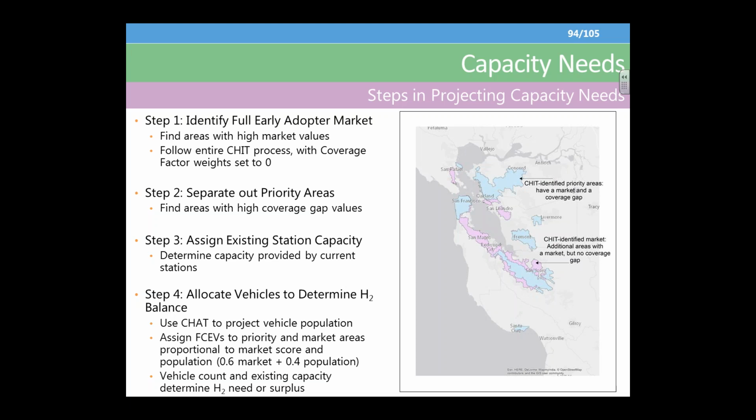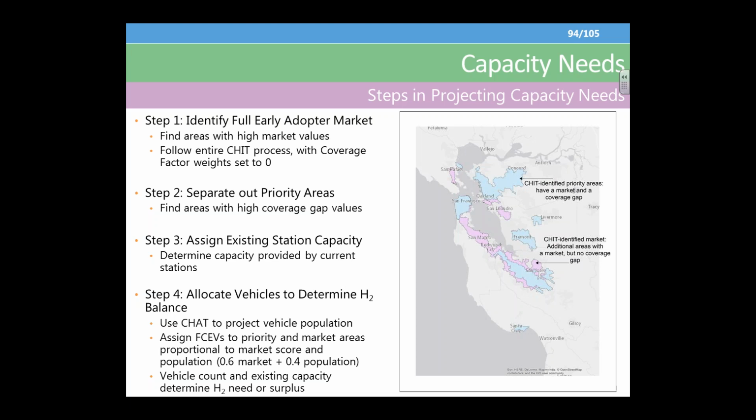And then you account for all the stations that do exist that cover any of those areas, and then you assign vehicles to both those full market and those priority areas. And what we did is we utilized our CHIT tool that we have in-house, and we assigned vehicles according to a weighted sum of the market and the population within that area.